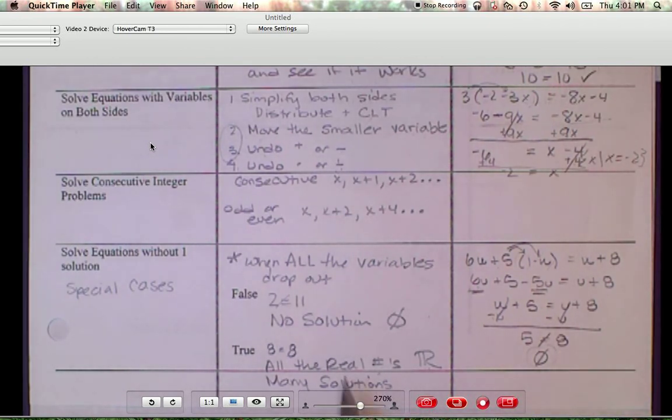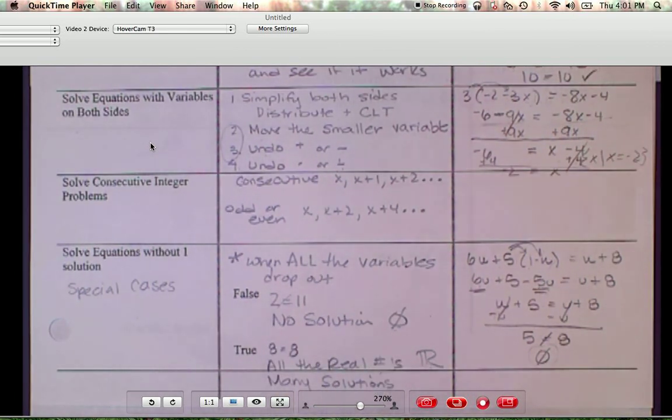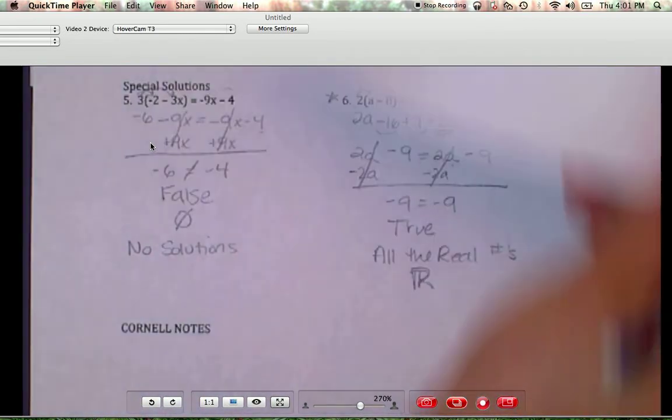One other thing, some books will say many solutions instead of all the real numbers. So you can use the real number symbol, all the real numbers, or you can write many solutions. All of those would be correct. The only thing, you cannot just stop at true or false. It's got to go on to either no solution or many solutions or all the reals. Okay.